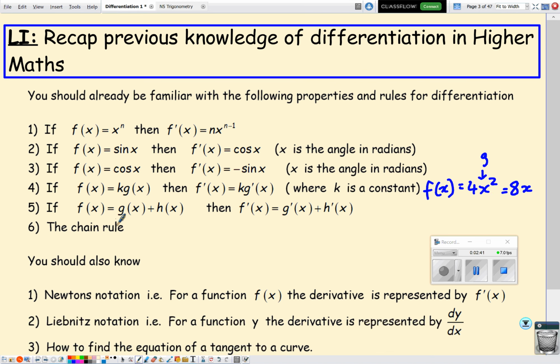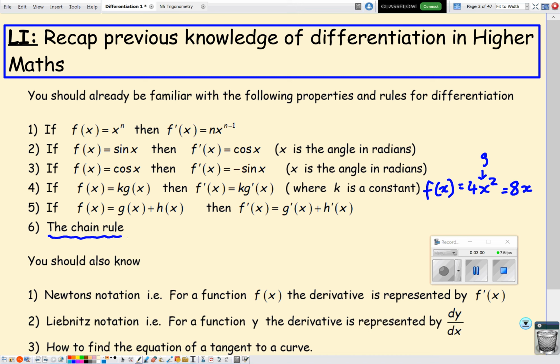Number 5 is just about sums. If you've got a sum of terms, a sum of functions, then the derivative of that is just the derivative of all the terms. The last one, which is the one I want you to spend a bit of time on because it's the first technique we'll use at Advanced Higher, is the chain rule.